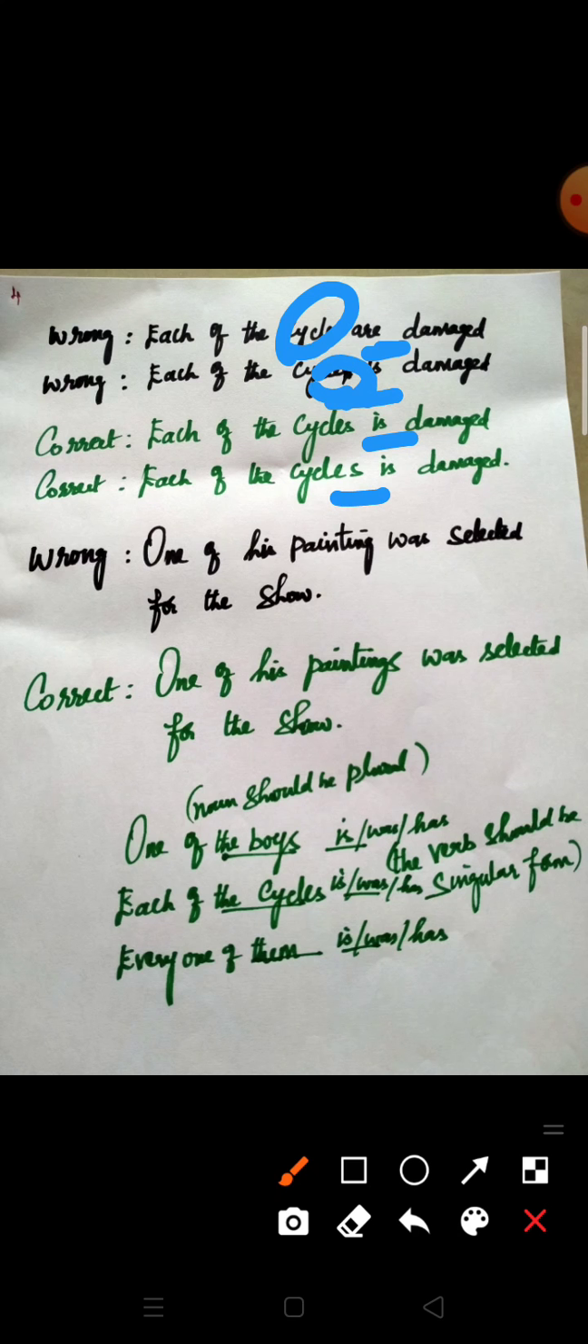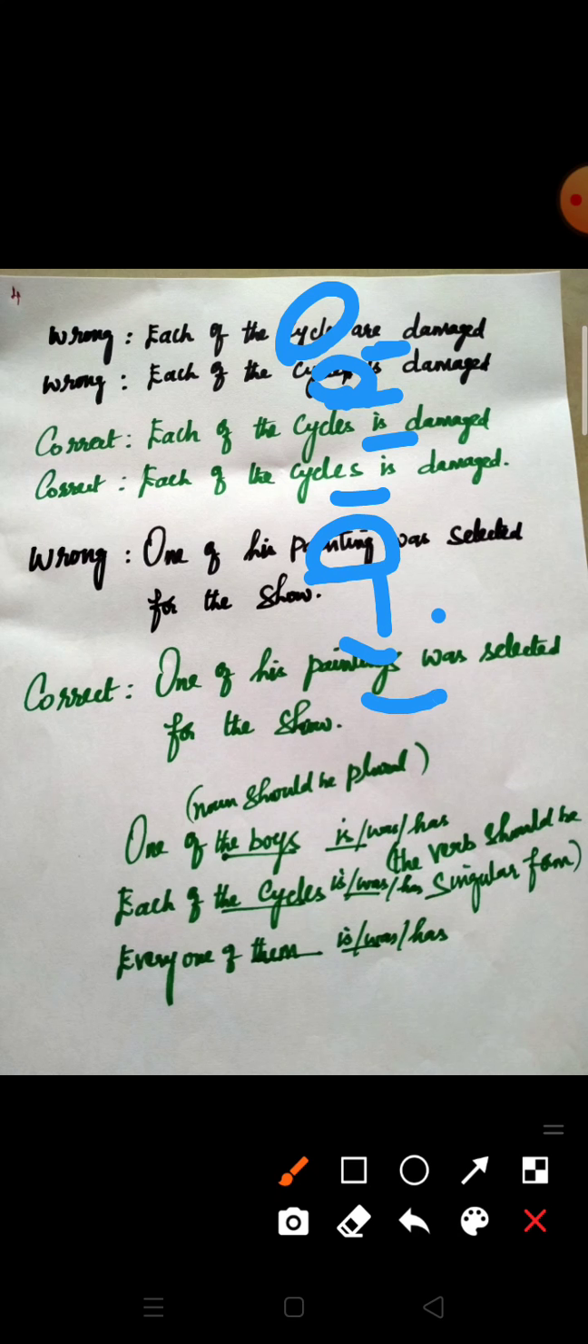Keep it in your mind. See the next wrong sentence, "one of his painting was selected for the show." The correct sentence, "one of his paintings." Okay, so one of the, each of the, this noun should be changed into plural. Okay, and then the noun should be plural, but the verb form should be singular.